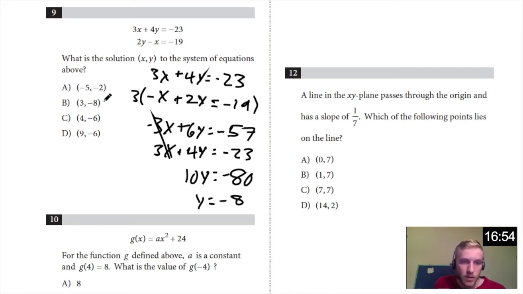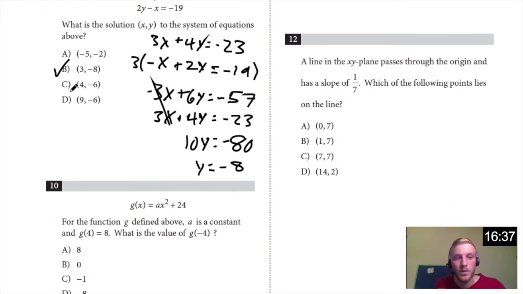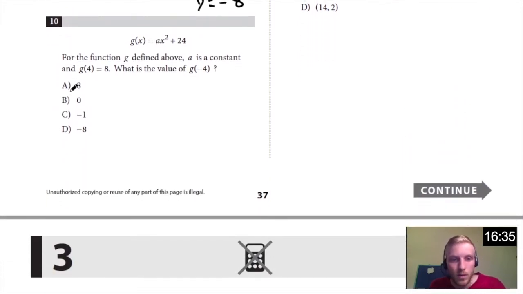All right. And let's look at our answers. If we look at our answers, there's only one solution in which our y is equal to negative 8. So we don't even need to solve for x because we know that there's only one instance of the y value being equal to negative 8, and that is B. So B is going to be our answer, and we're trying to be efficient here, so let's move on.